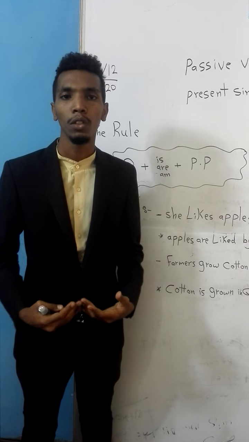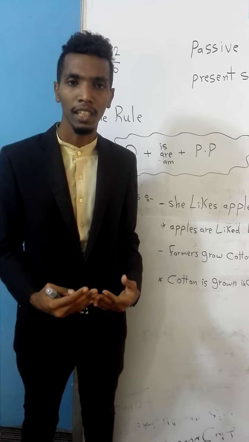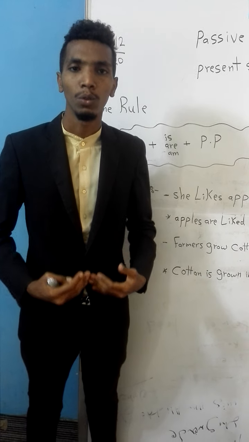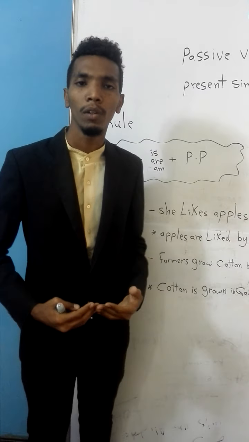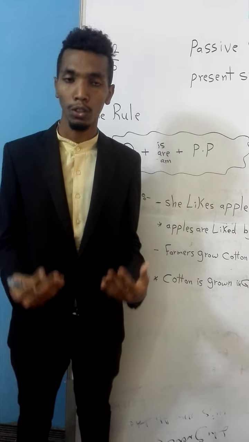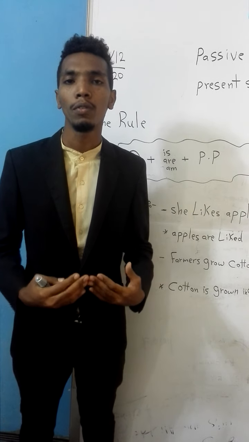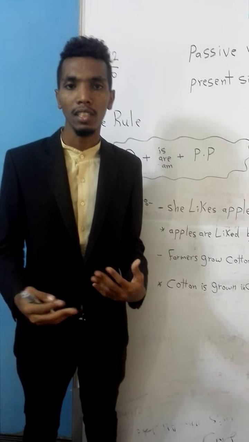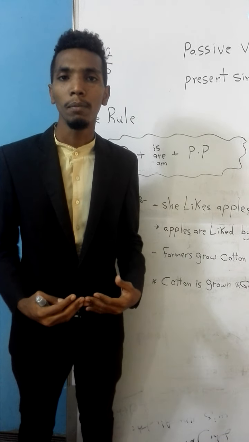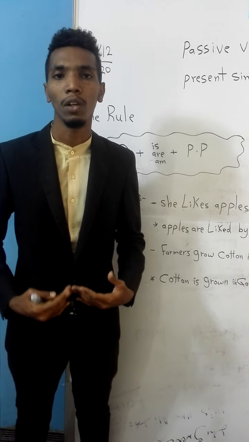We use the passive voice to hide the subject. A subject is the one who does the action, okay? So why do we hide the subject? Number one, maybe we don't know the subject, so we aren't going to mention it. Two, maybe we feel afraid of the subject. If we mention the subject, it's going to cause a problem for you. Three, maybe we don't care about the subject, so you are going to hide it.